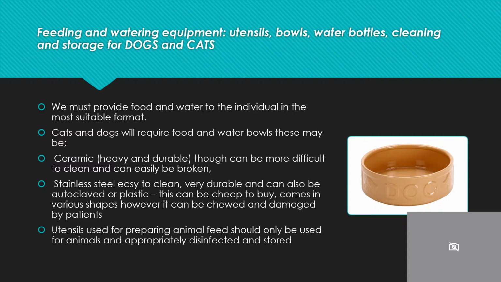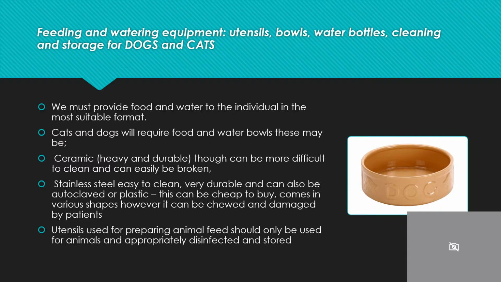Feeding and watering equipment used for dogs and cats. We must provide food and water to the individual species in the most suitable format. Dogs and cats require food and water bowls. They may be either ceramic, we class these as being heavy and durable, but they can be more difficult to clean and can be easily broken.